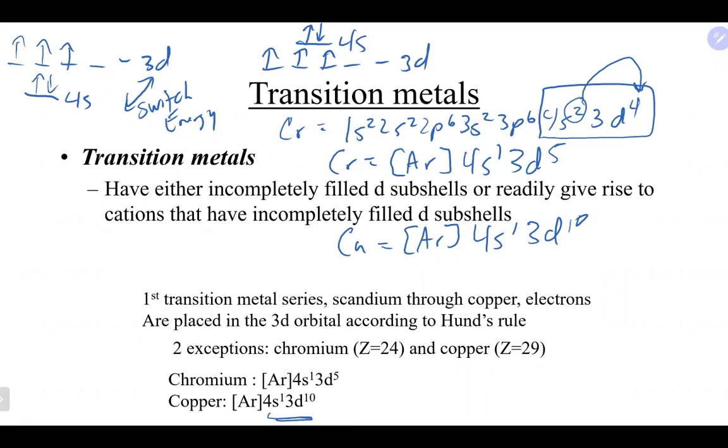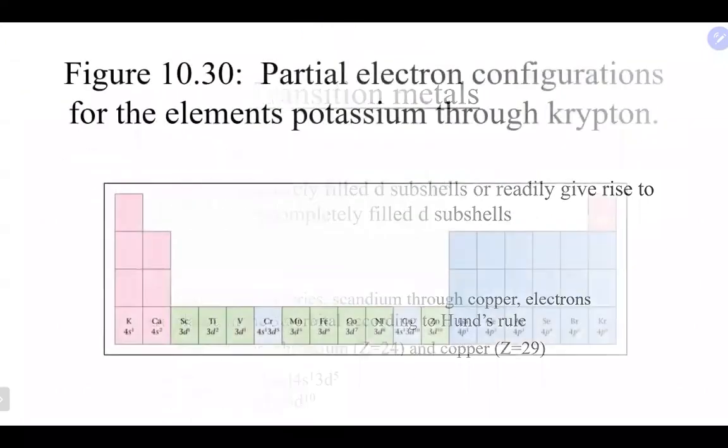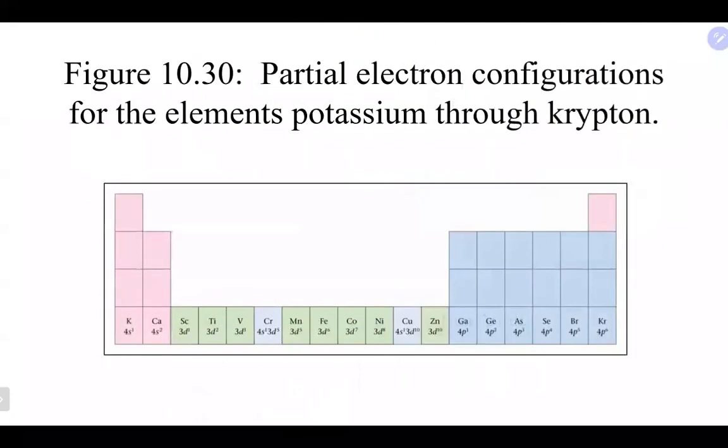But for us, again, you're just responsible for chromium and copper. For anything else, you could write it following the zigzag thing. Just know in reality it is probably incorrect for some of those in that region. Any questions on that? Okay. And again, they see chromium and copper exceptions.